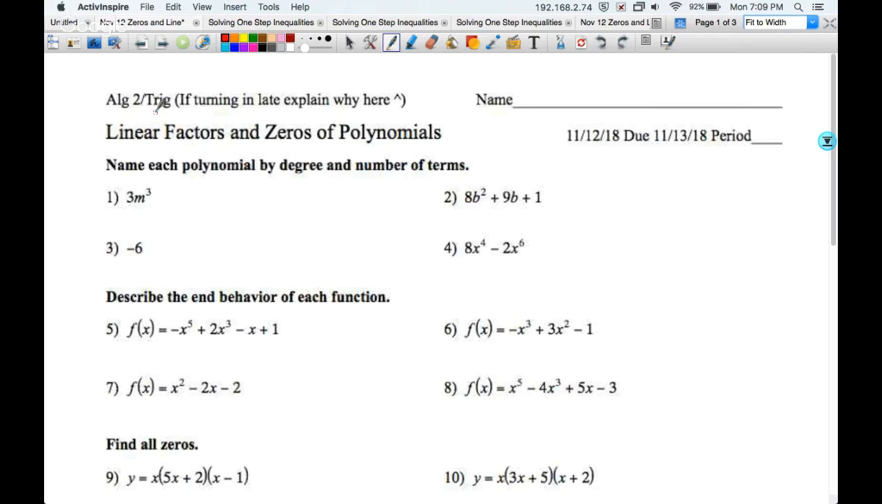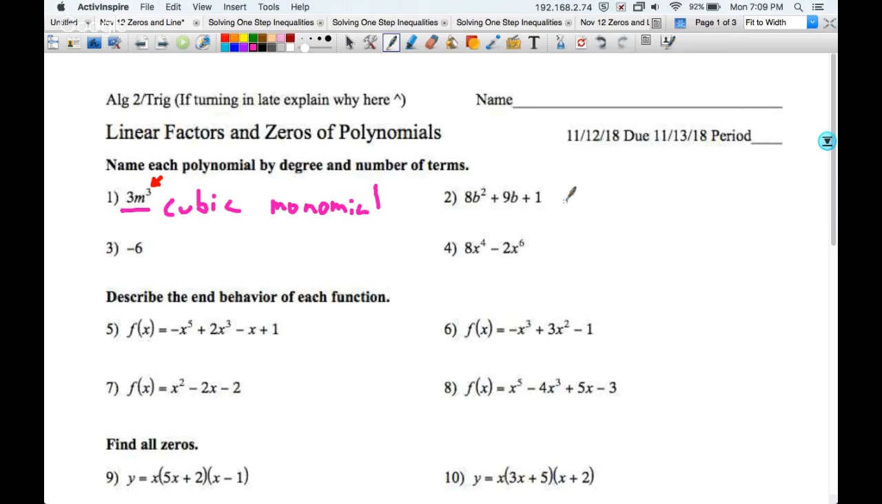Let's get started by naming some polynomials by degree and number of terms. This first one, when I say by degree, I'm referring to the highest exponent. There's only one term here with only one exponent. That exponent is a 3, meaning that this is cubic. We could say that this is 3m cubed, so that's where this name comes from. It's a cubic. There's only one term, count them, 1, so it's a cubic monomial.